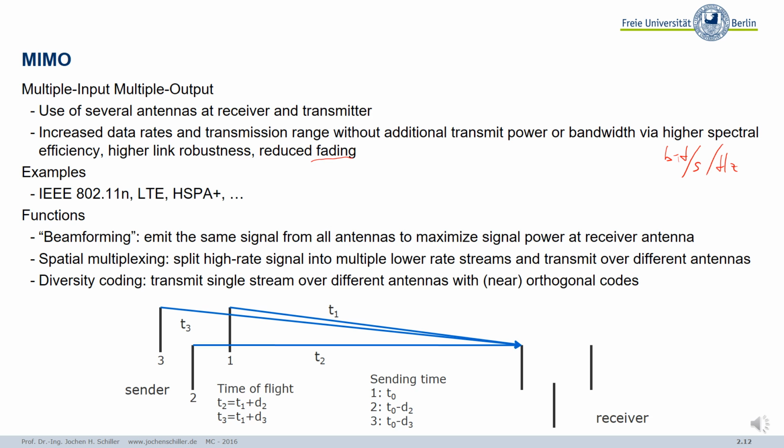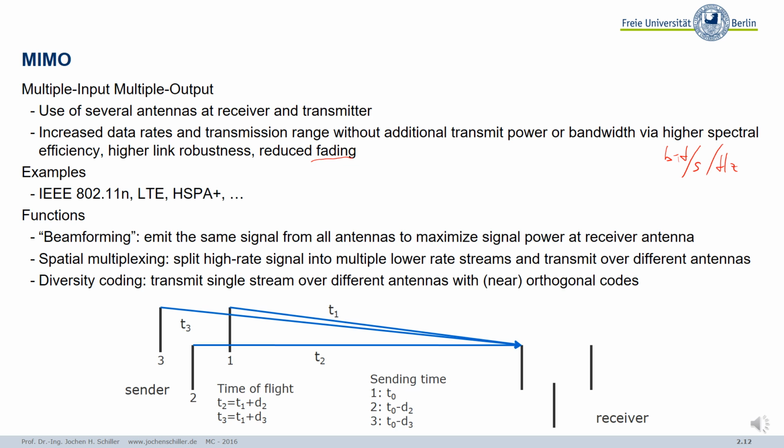So examples, that's exactly what you use. 802.11n, that's one of the wireless LAN standards. LTE. LTE is the core technology for the current mobile phone generation. The 4G, almost 4G. It's not really 4G, although advertisement is always for 4G, but it's a 3.9 or 4G system. HSPA plus is UMTS with higher data rates. So this is exactly what today's mobile phone can handle.